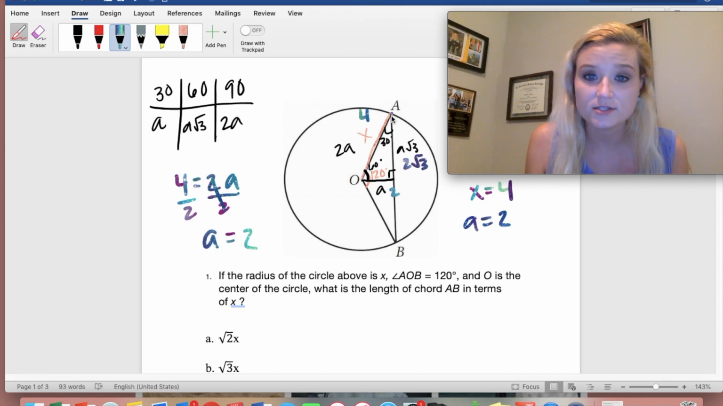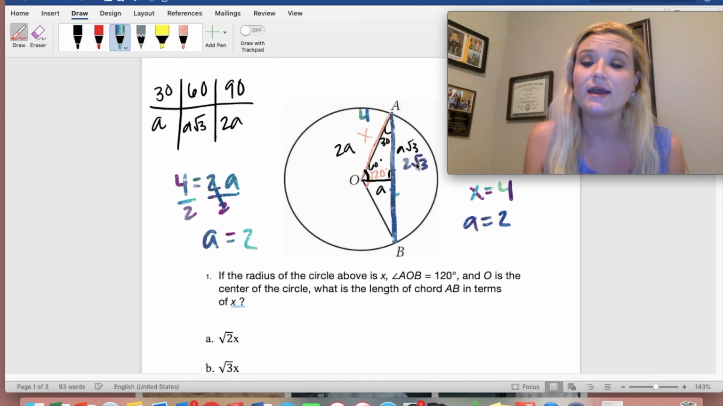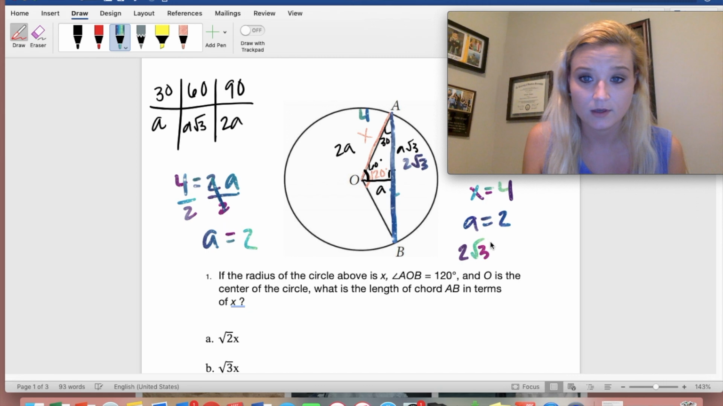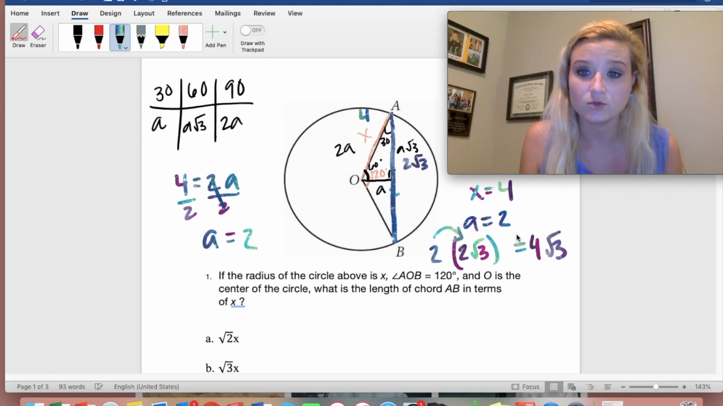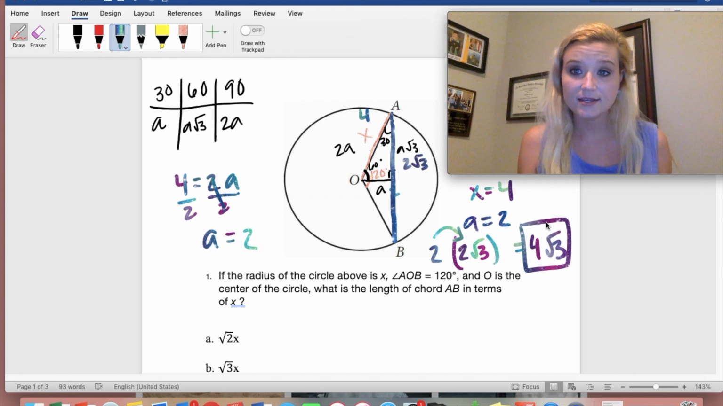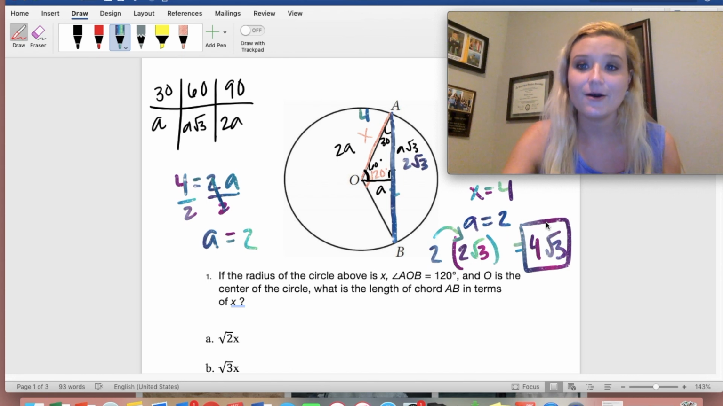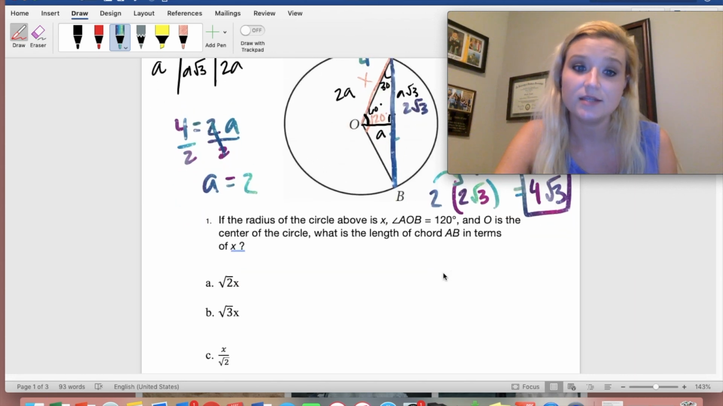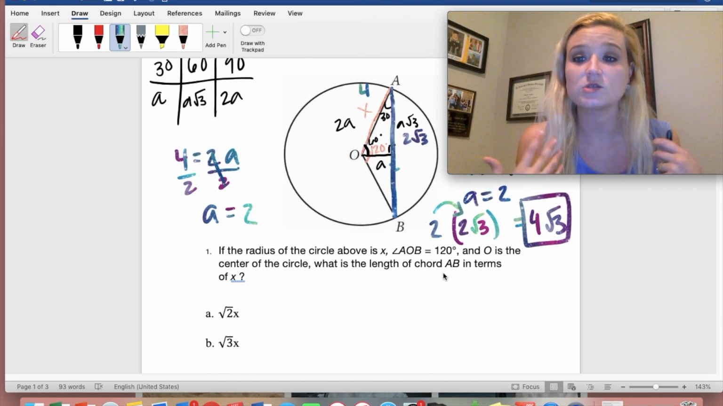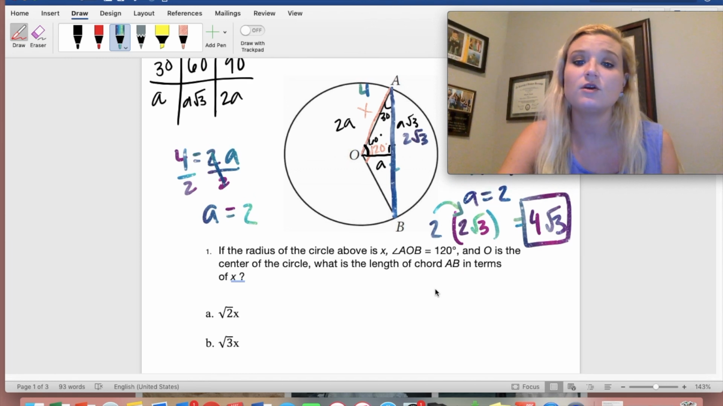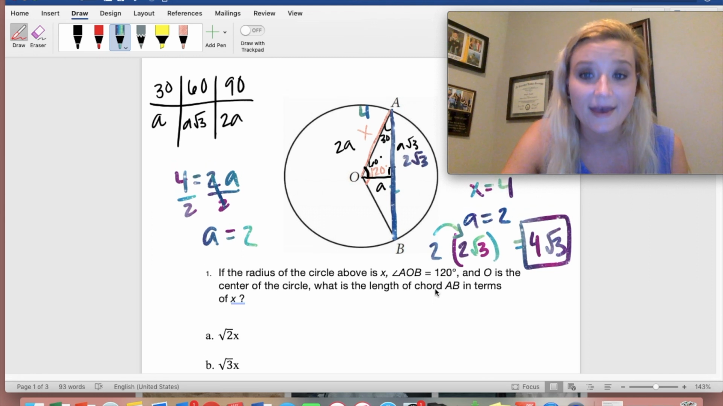What they wanted us to solve for all along was this chord, AB, which we now have half of as 2 root 3. So in order to get the entire thing, we're just going to multiply by 2. Distribute that, and we end up with 4 times the square root of 3. So that is the length of chord AB. However, if you look at the answer choices, they didn't put 4 root 3, which makes sense though because we made up our own numbers. So we just have to go back and put that in terms of x.